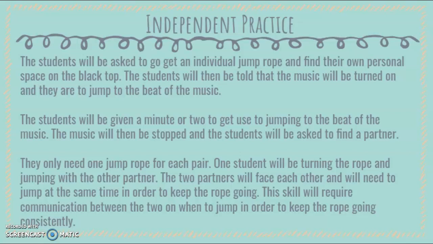Then they can take their rope, and each of them will stand straight and tall next to each other, and one student will be turning the rope and jumping with their partner. The two partners will face each other and will need to jump at the same time in order to keep the rope going. This skill requires communication between the two on when to jump in order to keep the jump rope going consistently. This is going to take some practice, but I think that it'll be fun and that fourth graders will be able to complete this activity successfully.